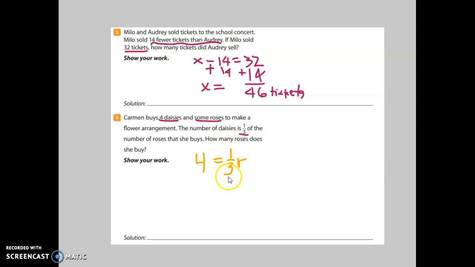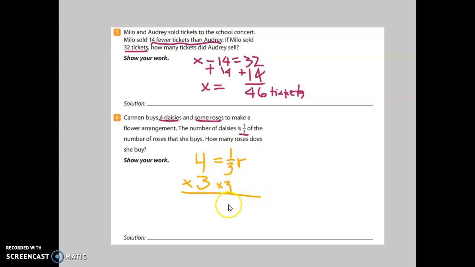We want to get rid of the fraction, and we can do that by multiplying the fraction by its reciprocal to get 1, right? So what's the inverse of 1/3? 3. So this side gets multiplied by 3, and then I have to do the same thing to this side to balance the equation out.